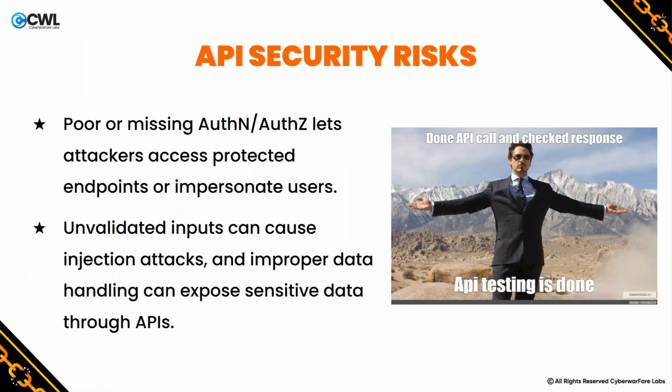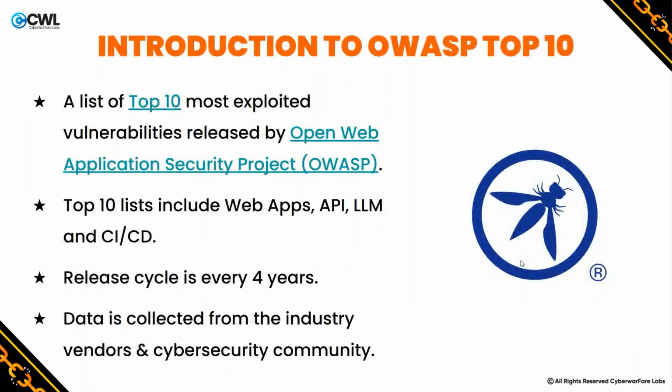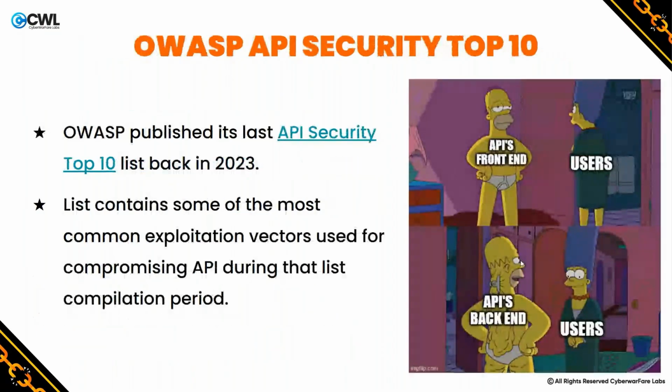Now, moving on from here, there is an OWASP top-10 list, and for those of you who are not familiar with OWASP, it is the Open Web Application Security Project, and it compiles a top-10 list of expected vulnerabilities over a 4-year period. The last list for the API they published was in 2023, and this list contains all of the attack exploitation vectors that were most commonly used by attackers during that period.